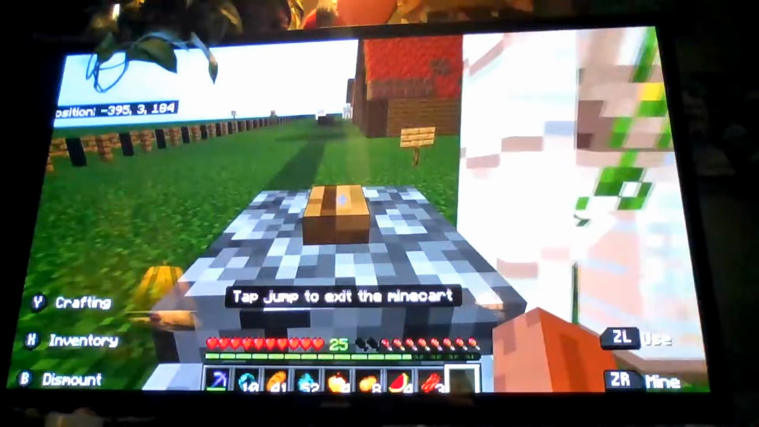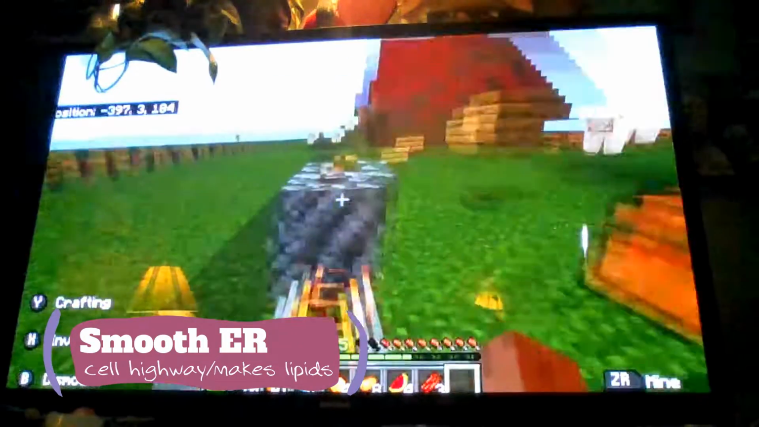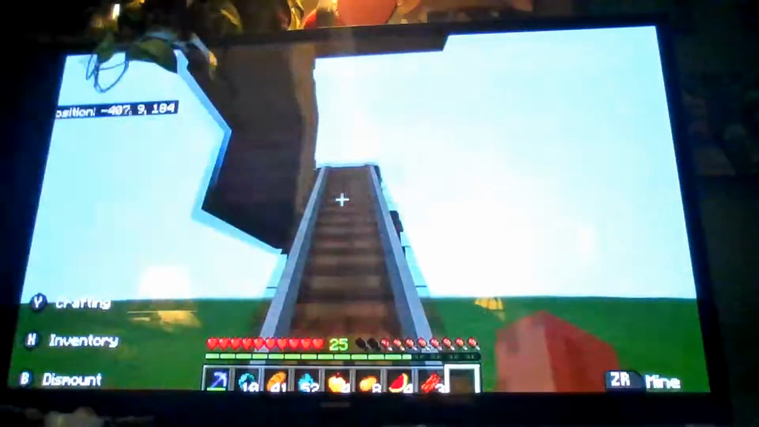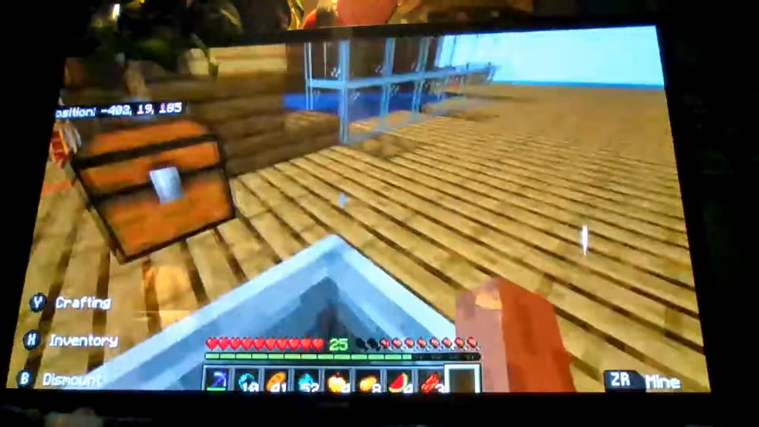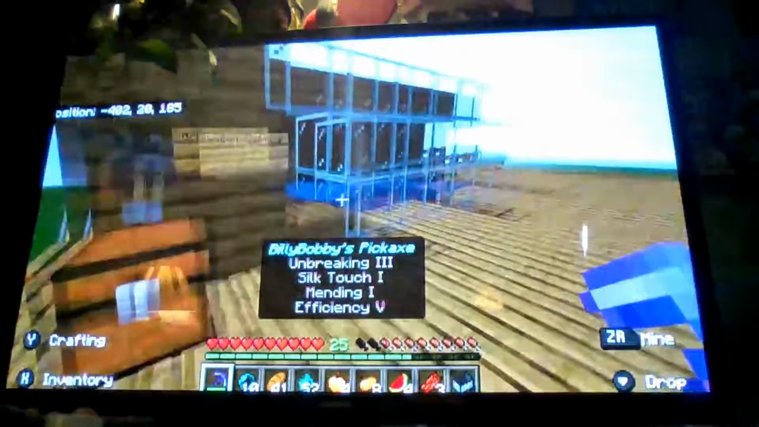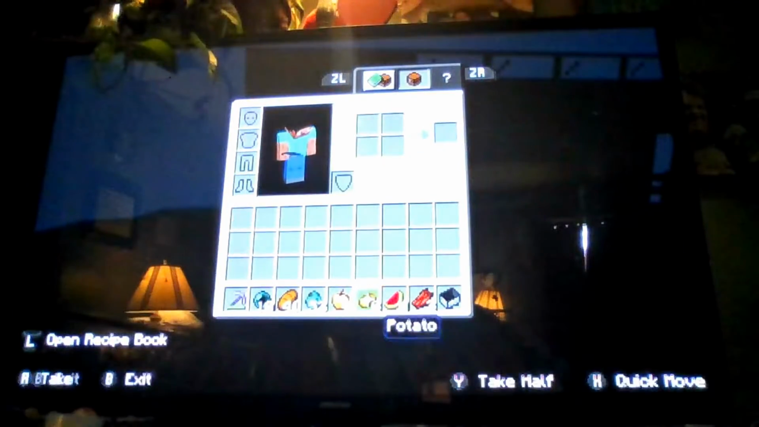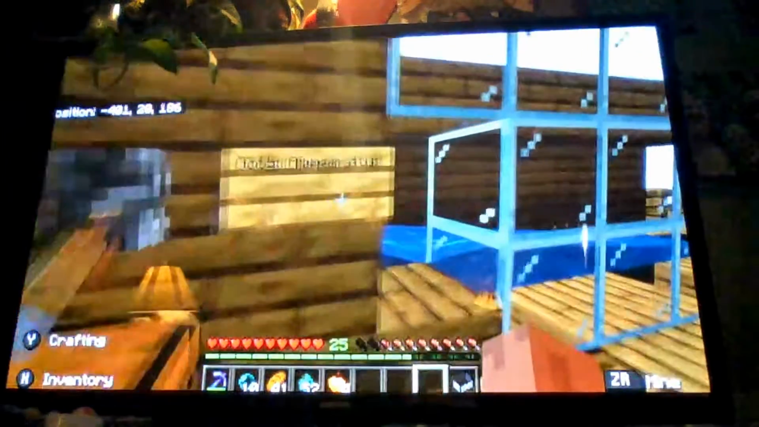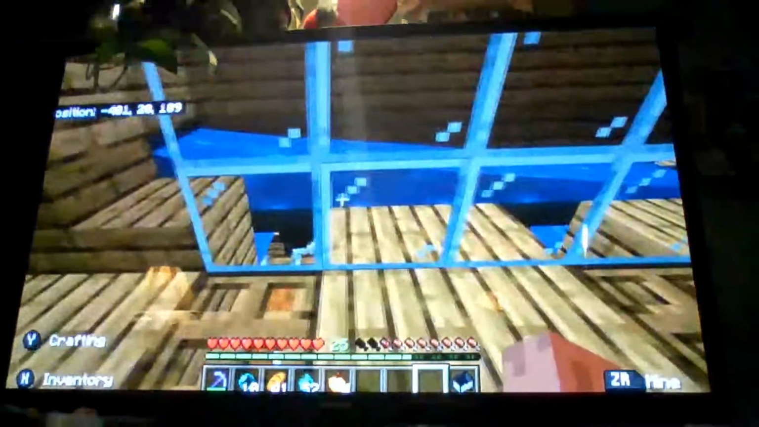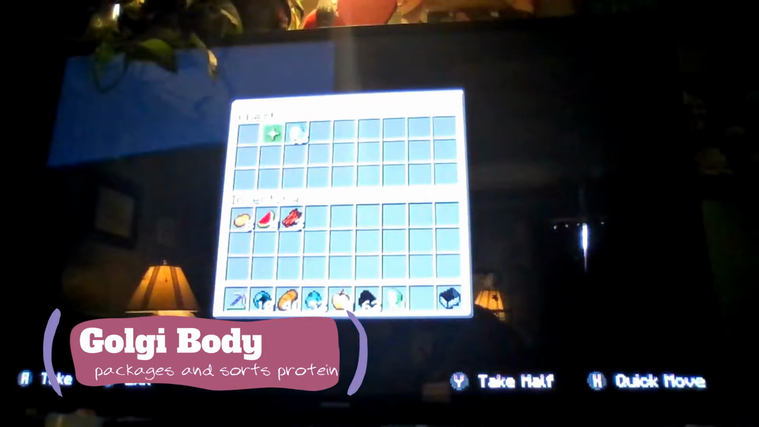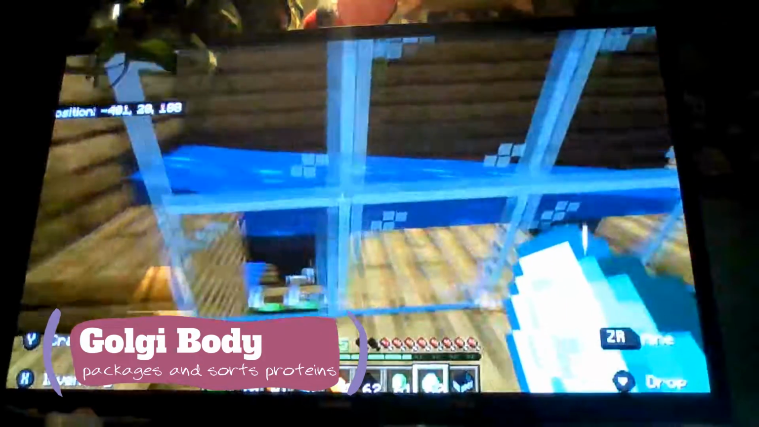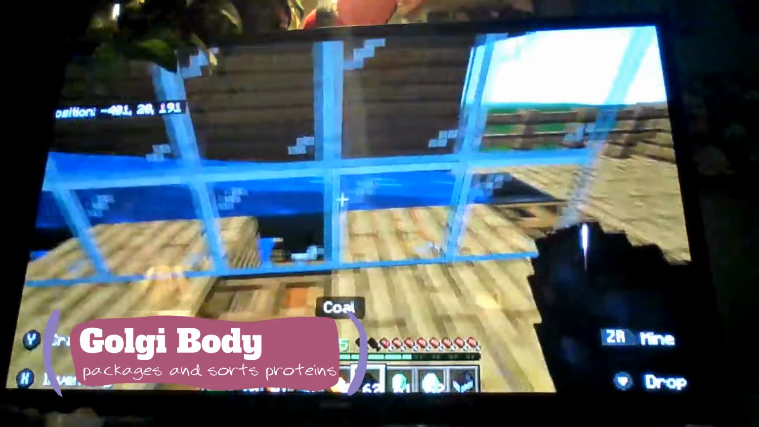Okay, this is my smooth ER. What the smooth ER is, it's a highway, just like this one. Our iron golem got in the way. And it lets me come up here so I can do my next part. This is the Golgi apparatus. What the Golgi apparatus does in a cell is it sorts through proteins and transports them.